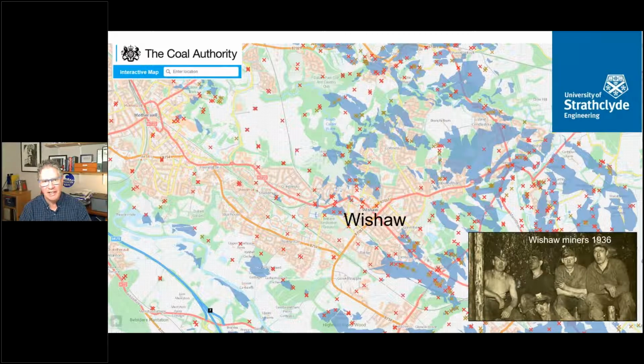You can see just the kind of density of mine entries in this site. Each of these little red crosses is a known mine entry, but I can guarantee that there are a lot more than that in this one area. The dark blue patches there are shallow mine workings. So you can see how concentrated the mining activity was in this one area, and other areas of Scotland will have an equally high density of shallow workings.